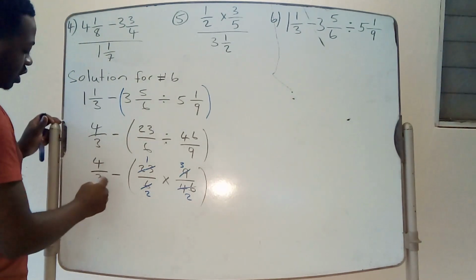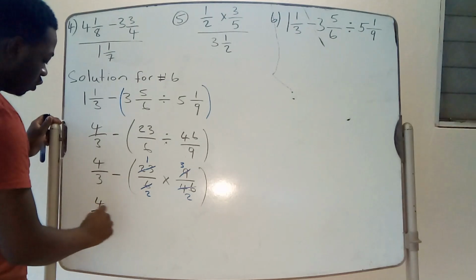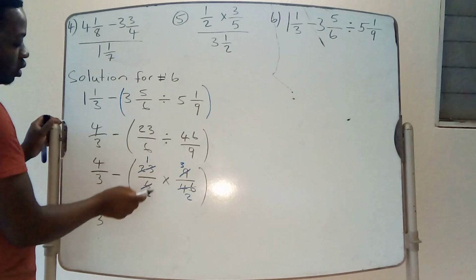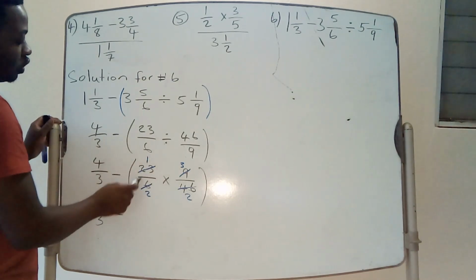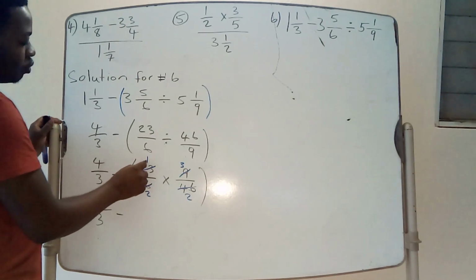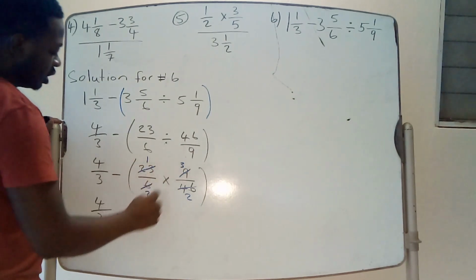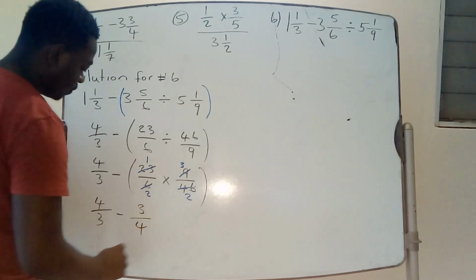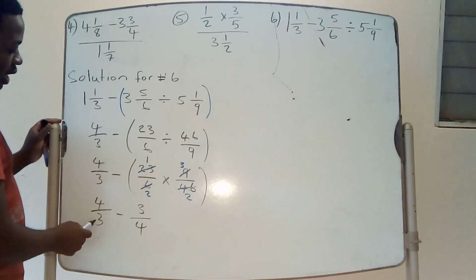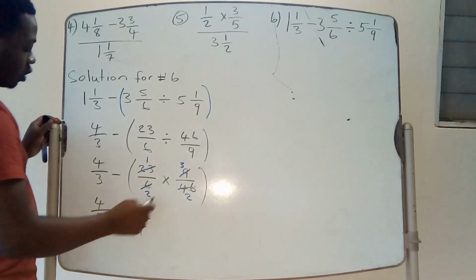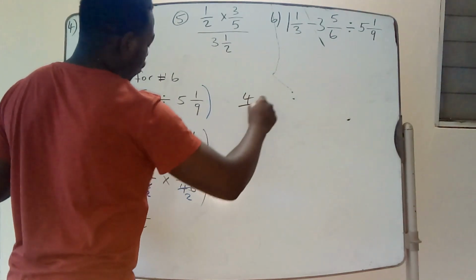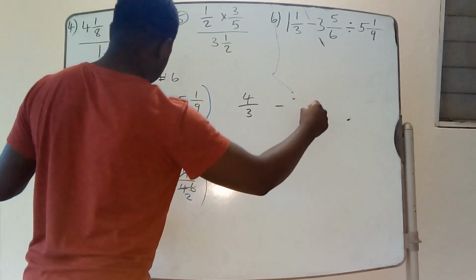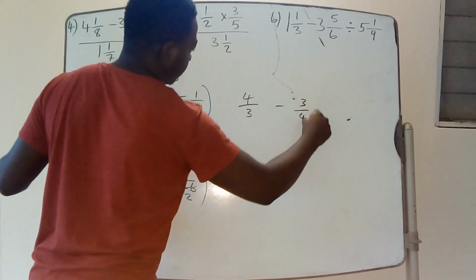So I'm going to keep the first part of my fraction, which is 4 over 3 minus, what I'm left back with here inside of the bracket is 1 over 2 times 3 over 2. So what I'm going to do is to multiply numerator by numerator. So 1 times 3, that's going to give me 3, over 2 times 2, that's going to give me 4. So now I have these two fractions to subtract, which is 4 over 3 minus 3 over 4.